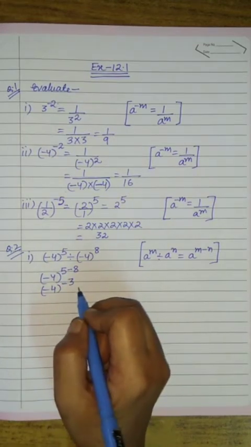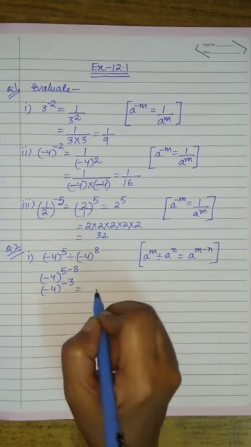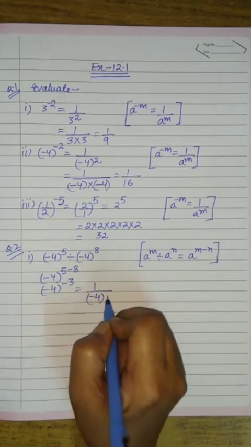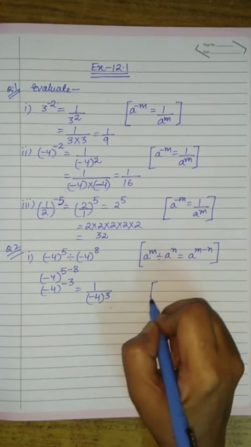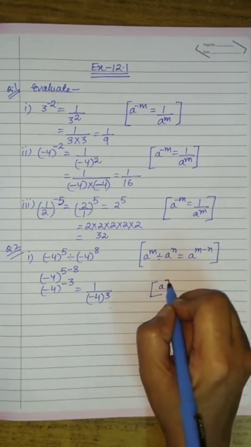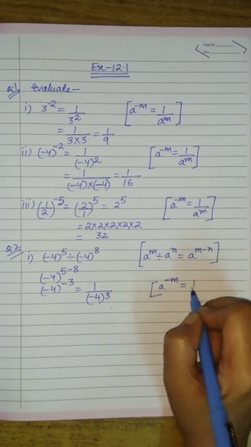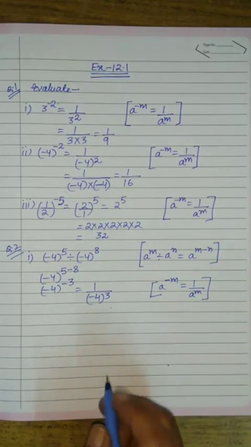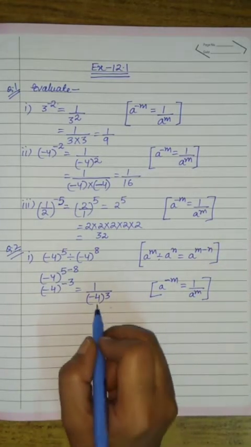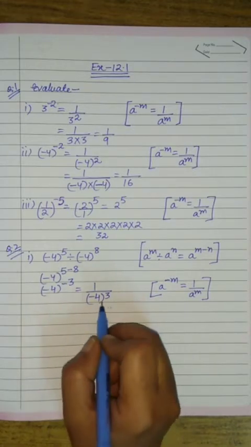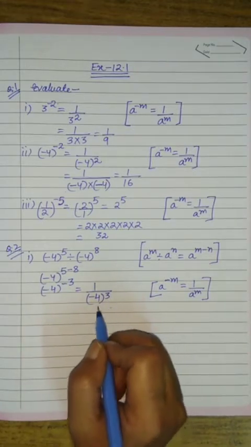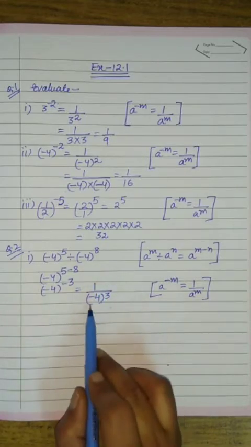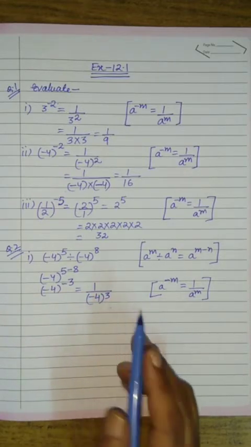Again we get negative exponent, so we will convert it into positive. So it will be written as 1 upon minus 4 to the power 3. Now at this step we are using a raised to power minus m is equal to 1 upon a raised to power m. Now we will leave the answer here because we have to express the answer in power notation. So our answer is 1 upon minus 4 to the power 3.